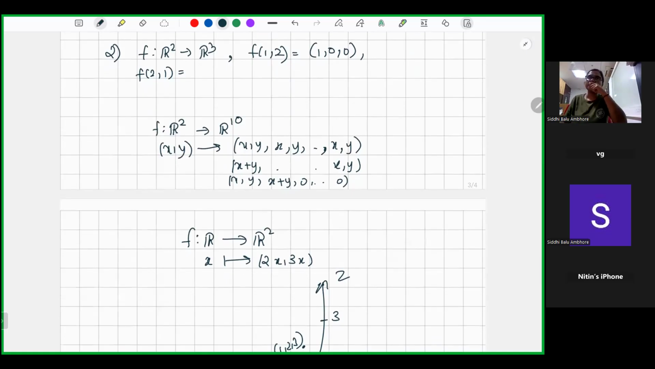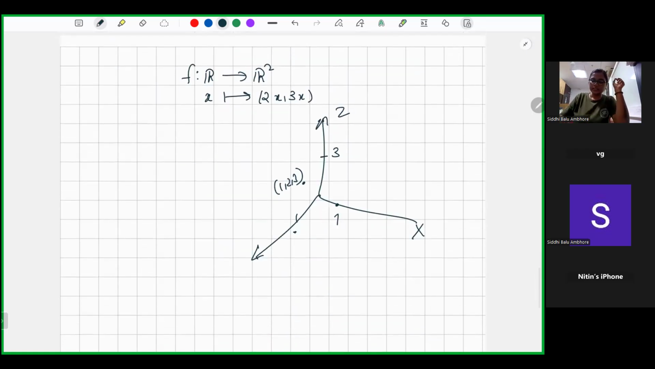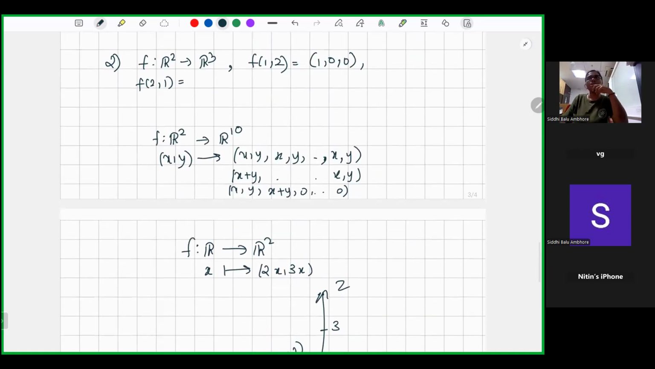For example, R10 is a vector space in 10 dimensions. So it will have 10 bases, right? R1, R2, R3, up to R10, correct? 10 different bases, which will be spanning that R10 space. So f of xy mapping R2 to R10, will that be a linear map? Yes, it will be a linear map.